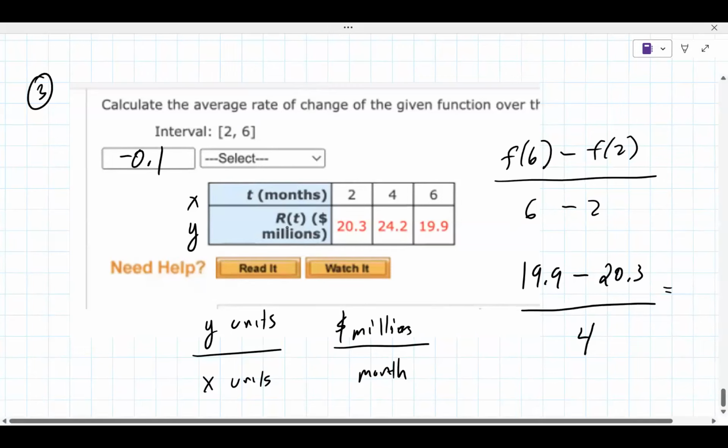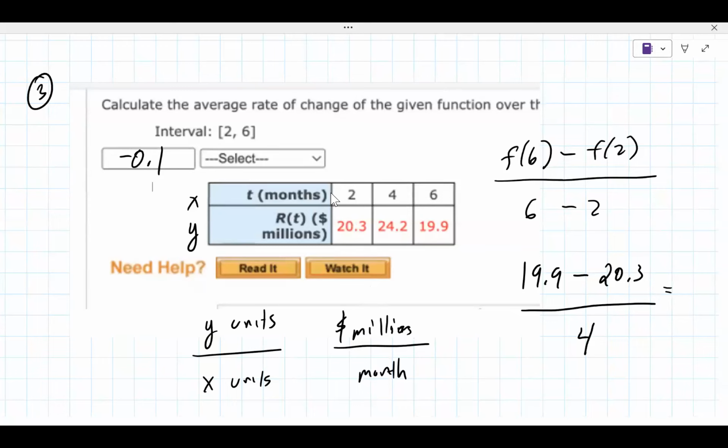Good. And then the y units are dollars in millions. The x units are months. So the drop-down there, it's something like dollars in millions per month. There's months per dollar, years per dollar, and dollars per month. I think it just says dollars per month. So it'd be dollars per month, give that a try.